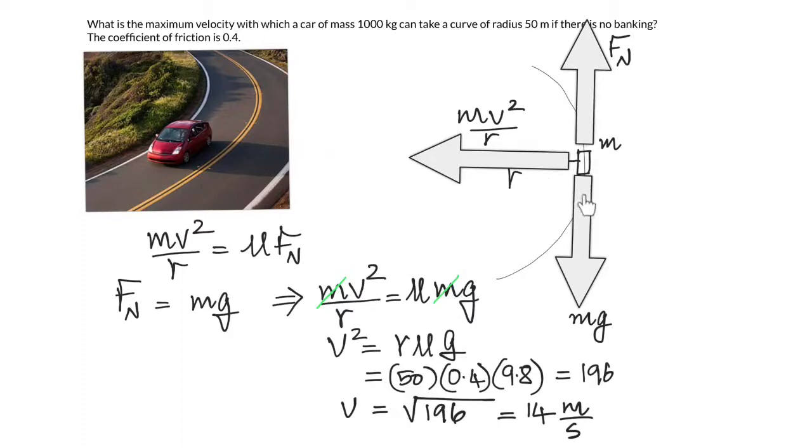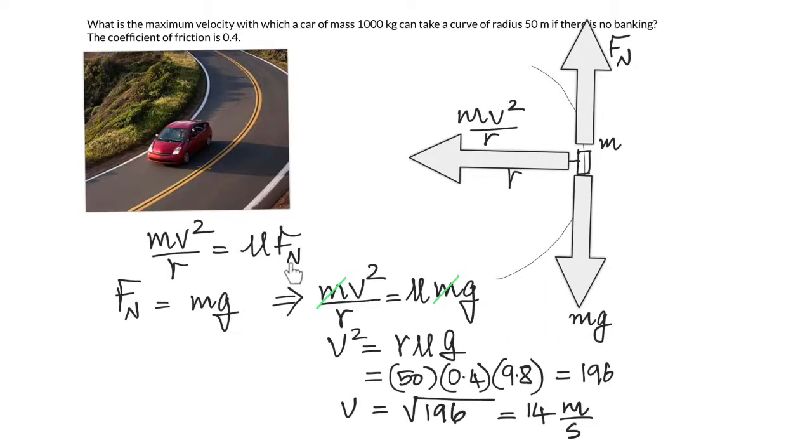And then the centripetal force acts towards the center of the circle. If this is the curve, you know that the center would be somewhere here. So you have the centripetal force. And the centripetal force is nothing but friction in this case. So what is friction? Friction is mu times Fn, isn't it? Therefore, the centripetal force is the frictional force. But Fn is the same as mg. Fn is equal to mg.